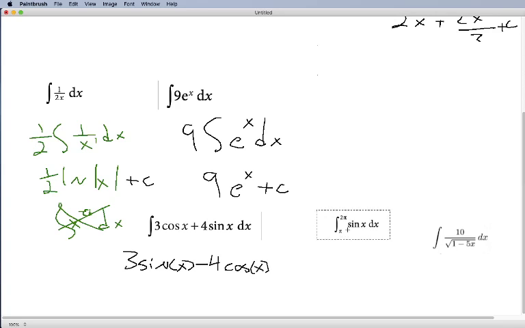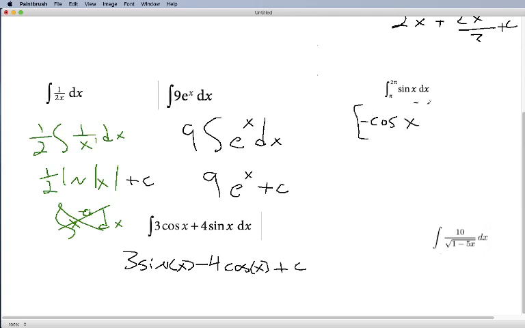The next one, you had to know a little bit about the unit circle. So you guys, unit circle, if you don't know it, figure it out. You've got a couple months left. If I integrate sine x, that one's easy. It's on the sheet. You should write negative cos x.